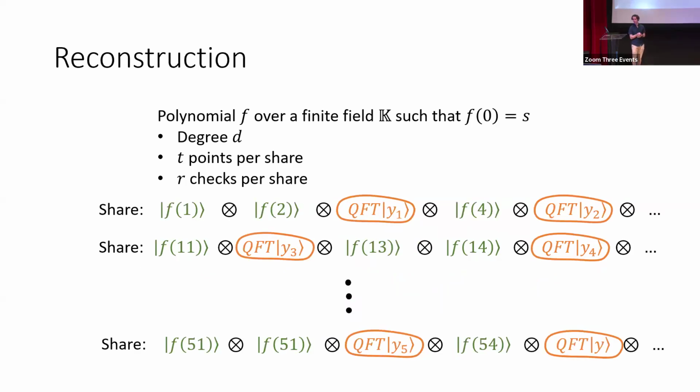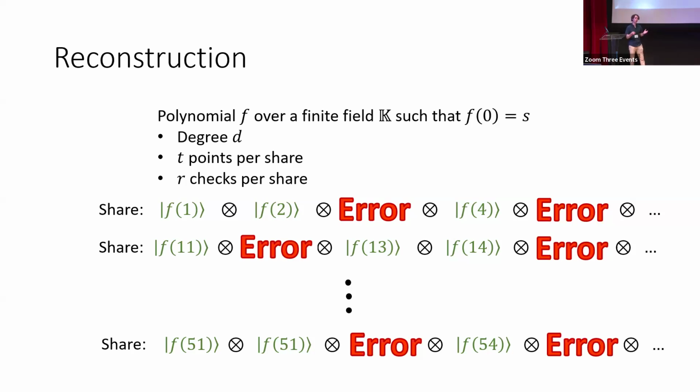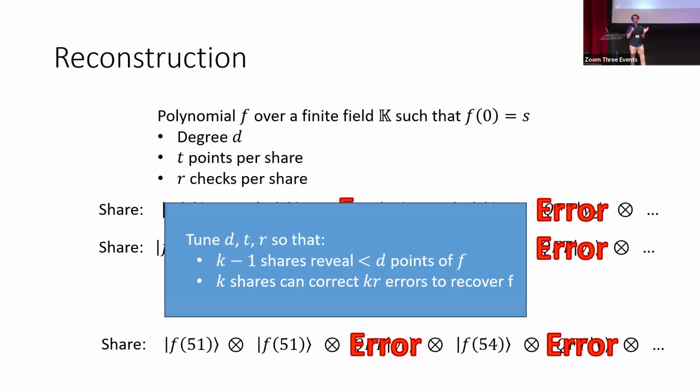Now let's move on to reconstruction. Here we have some number of randomly distributed check positions. And these are essentially going to be random errors whenever you measure in the computational basis. Luckily, though, if you have enough points on the polynomial, you can simply reconstruct and correct these errors. And we can actually tune the parameters so that any k-1 secret shares don't reveal the polynomial. But if you have k shares, then you can correct all of these errors that are present in k shares.